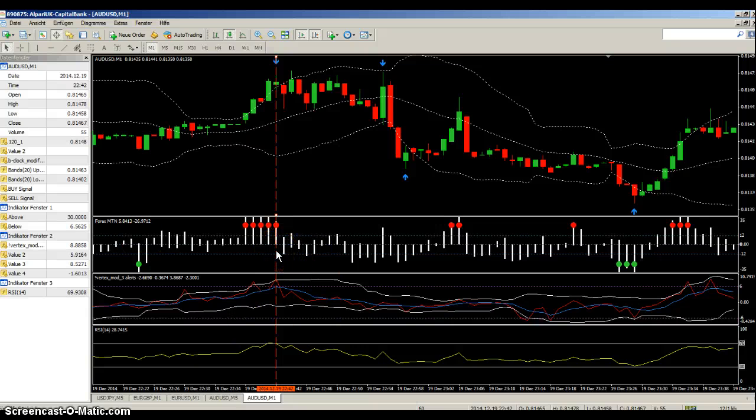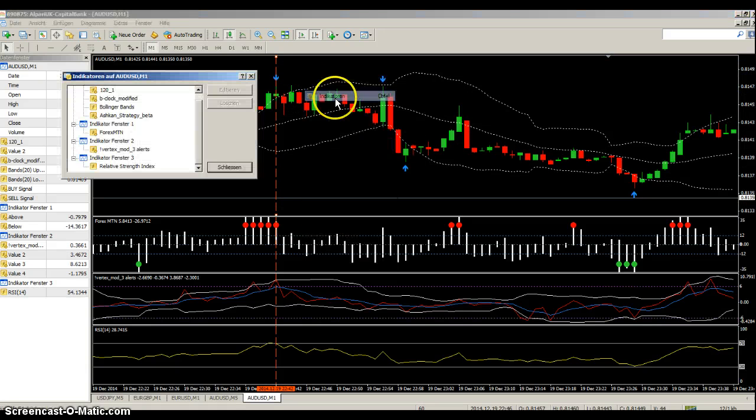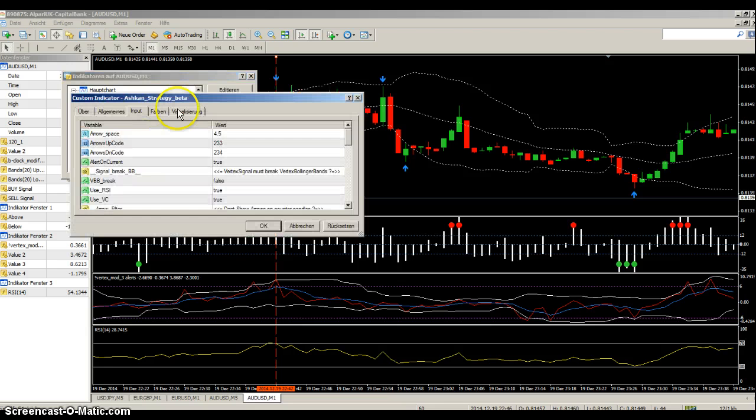Actually it is 69.93, so it isn't 70. It's not broken. Maybe from a visual trading perspective we would have taken it, but the indicator completely ignores this trade. Now it's time to check the indicator settings and explain them to you.